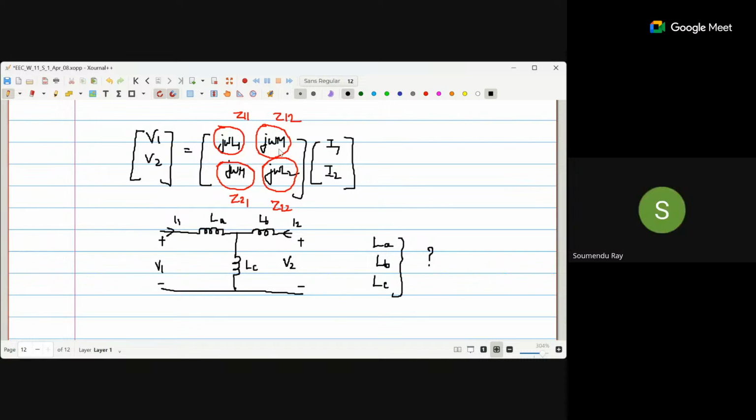So LA is equal to L1 minus M. Okay. LB, sorry, LB is equal to L2 minus M. One second, is this the way you have also taken? Is my LB the same as your LB? Yes, ma'am. So LB is L2 minus M. Correct. And LC will be M. Correct.